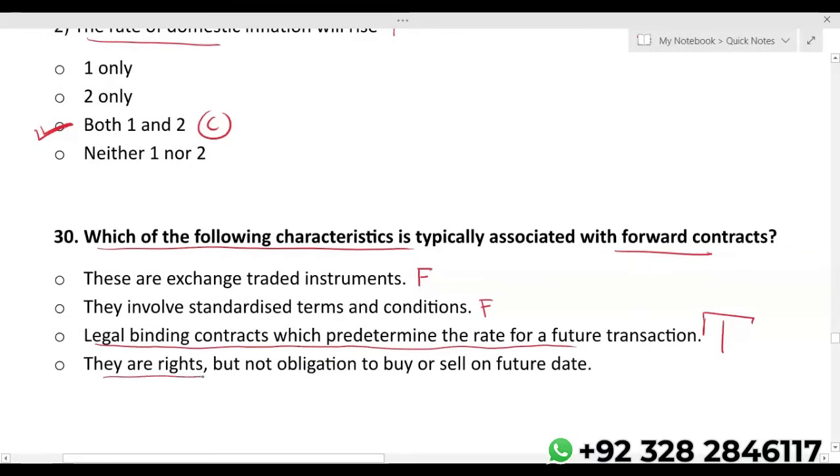They are a right, but not the obligation to buy or sell. Come on. Can I say, when you say you have a right, not the obligation, then you're talking about options. Here, you're not talking about options. You're talking about forward contracts.